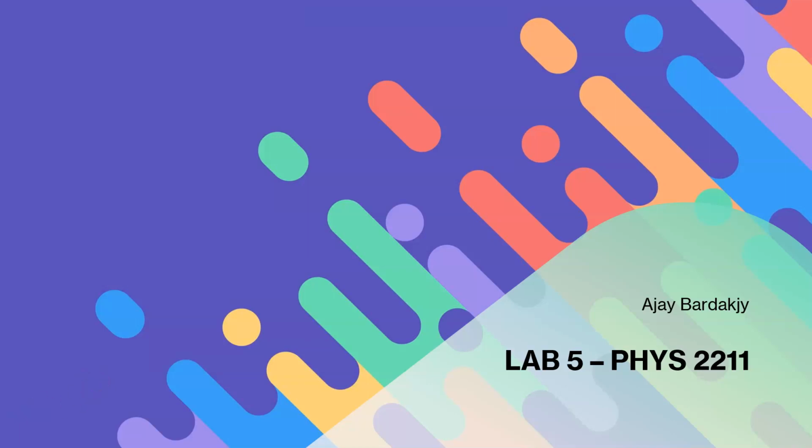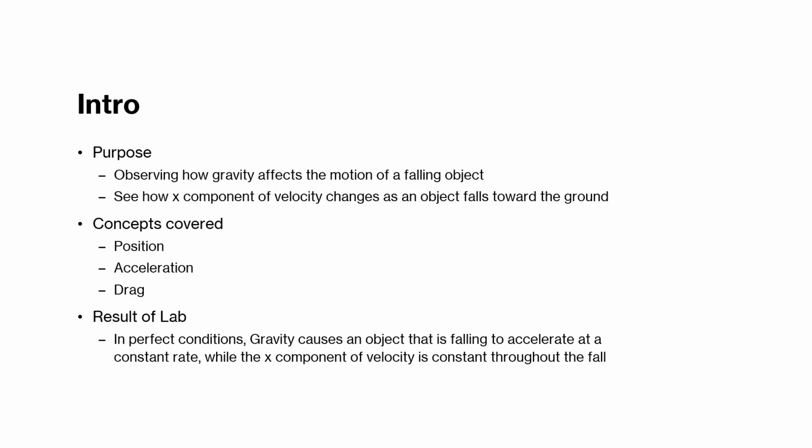So for this lab, my experiment will involve a little basketball that will be thrown with both x and y initial velocity. So we'll be analyzing how those change while an object is in free fall. We'll be observing how gravity affects the motion of a falling object and see how the x component changes, because we haven't really covered that in a lab.